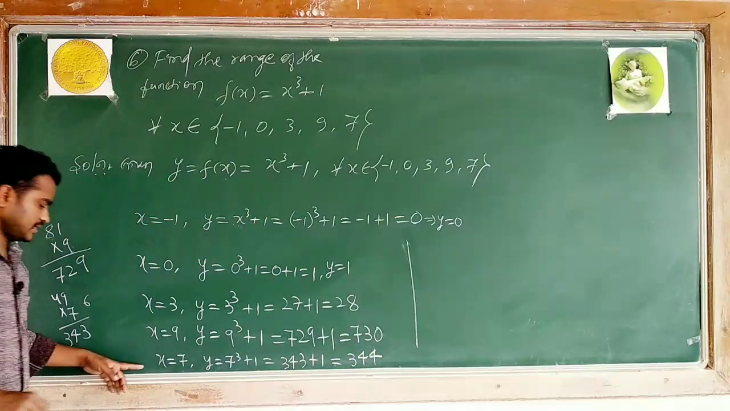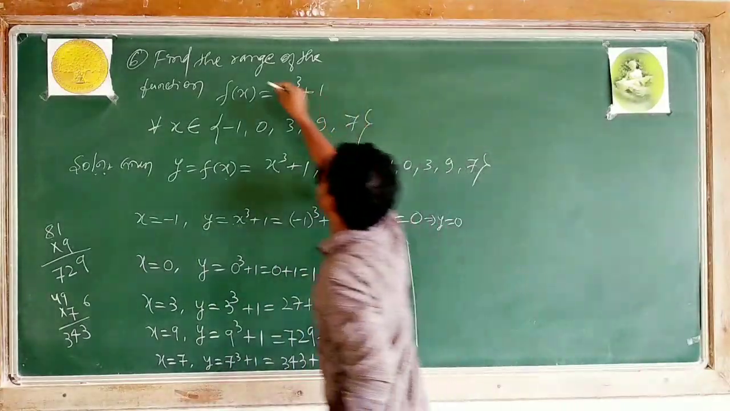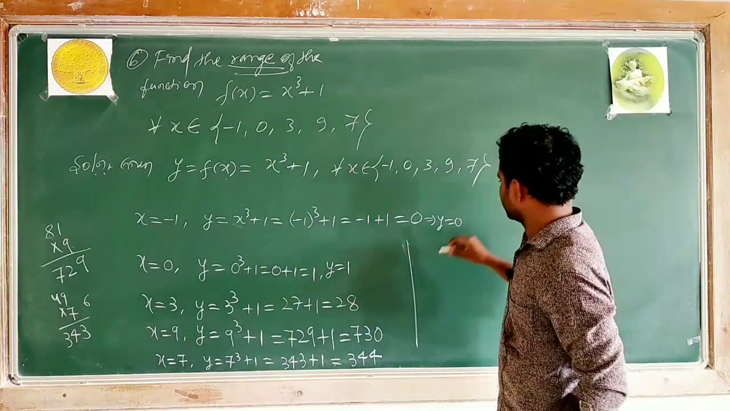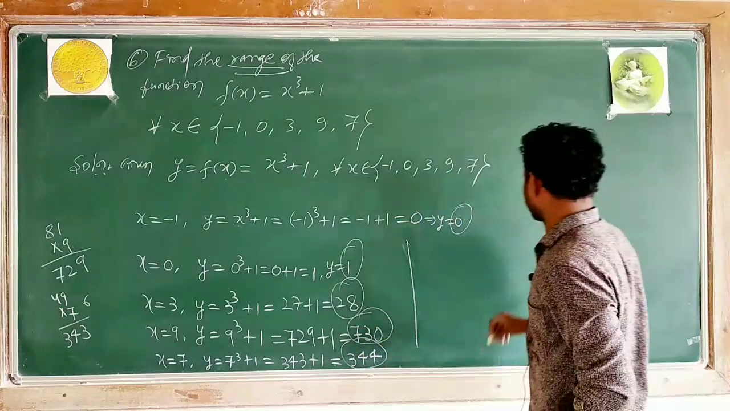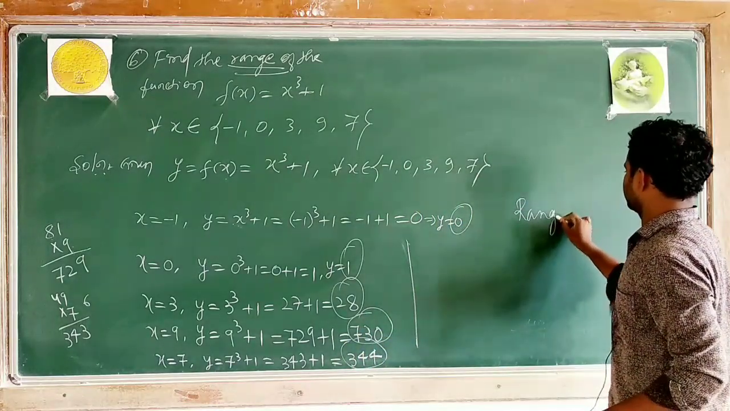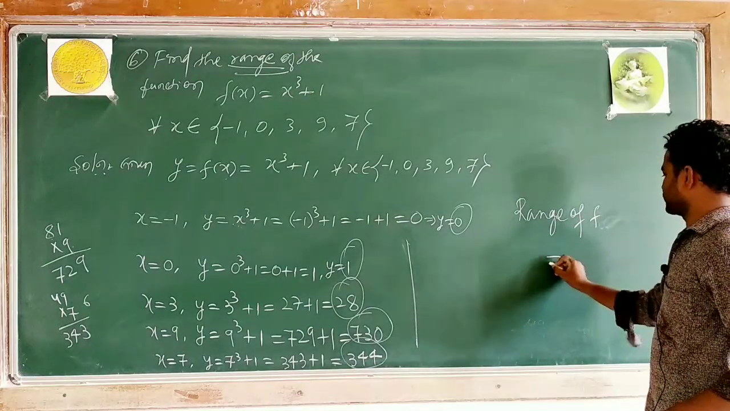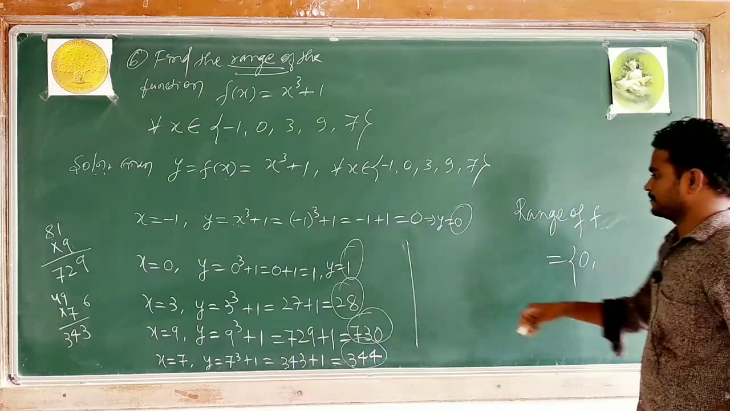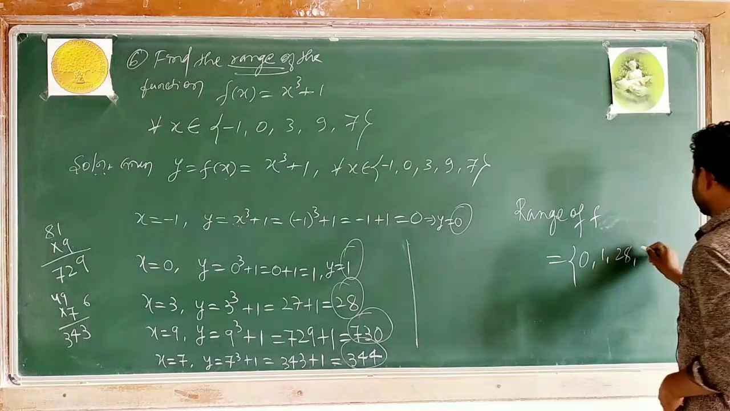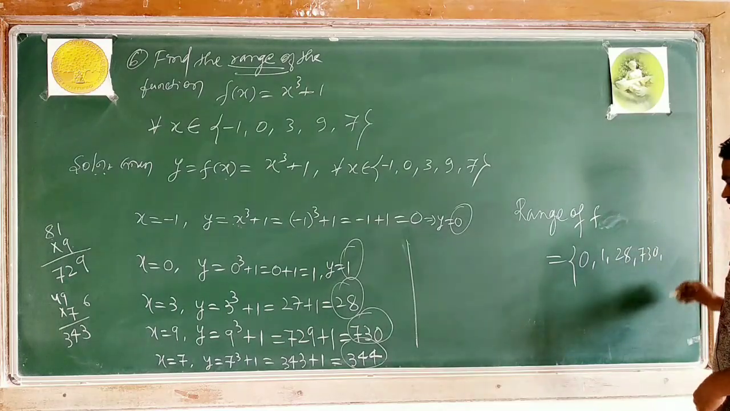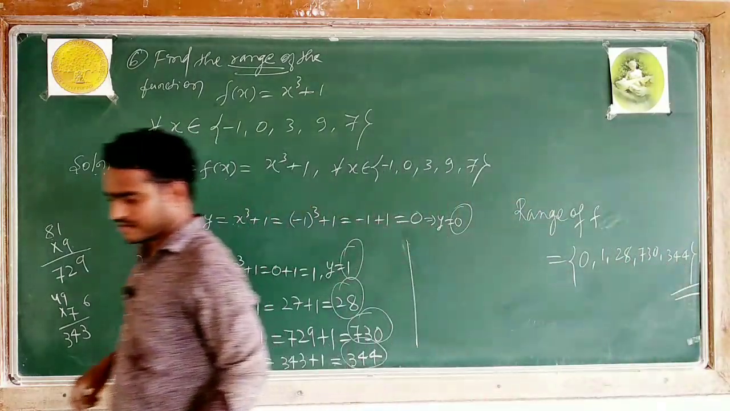344. Is it? x is equal to 7, y is equal to 344. Now, what is the range? He is asking for the range of this. Range means what are the values: 0, 1, 28, 730, 344. So the range of f is 0, 1, 28, 730 and 344. These are the required range of the function.